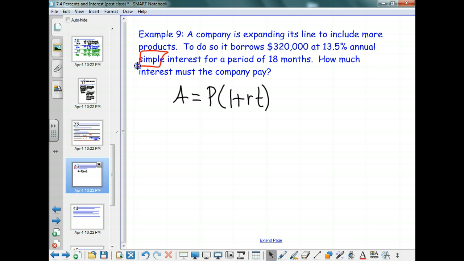Now, this formula does not specifically give us interest from the get-go. It gives us the new amount that the company's going to owe. Okay? So, we're going to have to do one more step at the end to actually get the answer it was asking. But, at the beginning, this is where we're starting, simple interest formula. So let's fill in the pieces that we know. What do we know here?